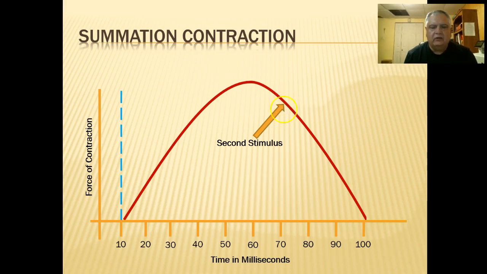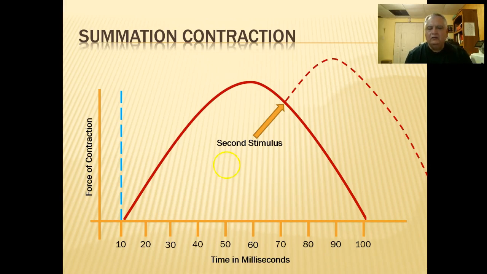If we apply a second stimulus there, the muscle will be stimulated to contract again. And when it contracts the second time, it'll contract, as we see here, with even greater force or tension being created. So applying the second stimulus adds a second contraction, and there's this additive effect, so we call it summation.